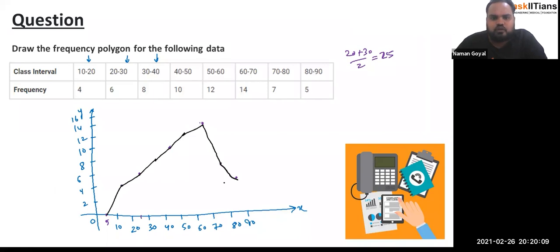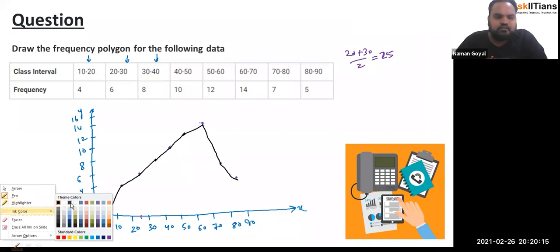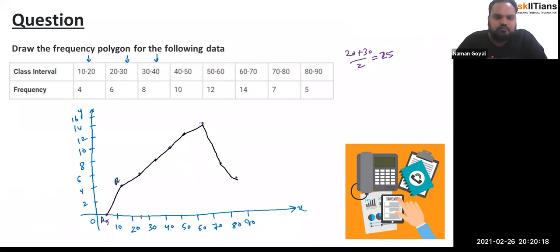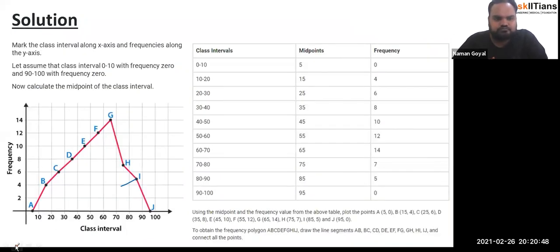If you use proper graph paper, you can get the correct answer. You can take this point as A, this is B, C, D, E, F, G, H and I. Let me show you the proper one. We got the same. If you want to complete it down to 0, you can add from 90 to 100, where the frequency becomes 0, like this at 95: G, H, I, J.